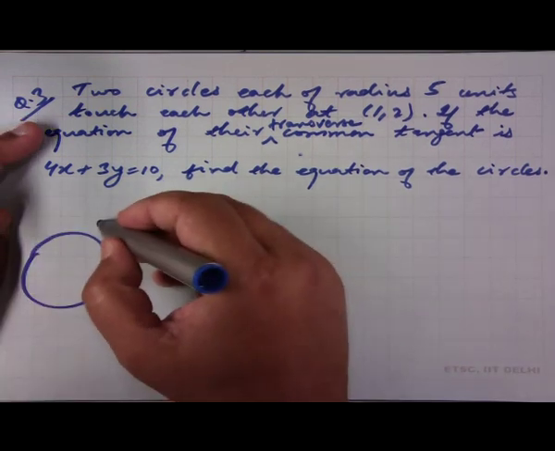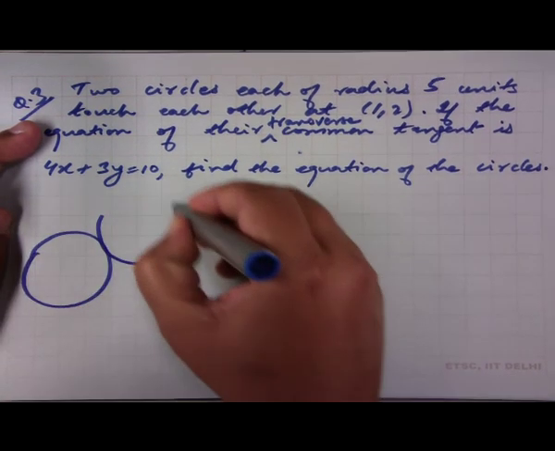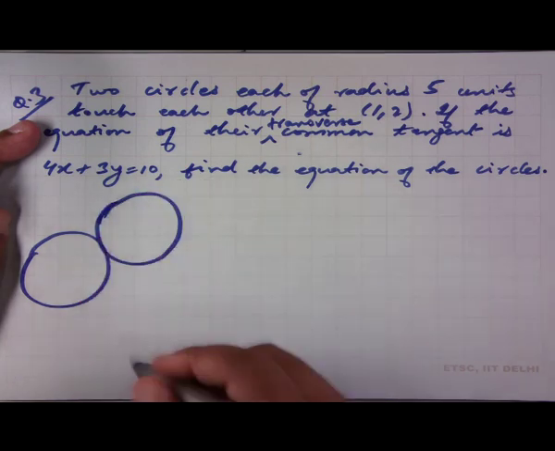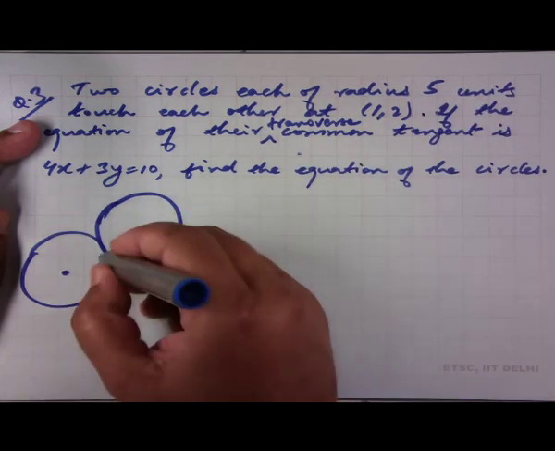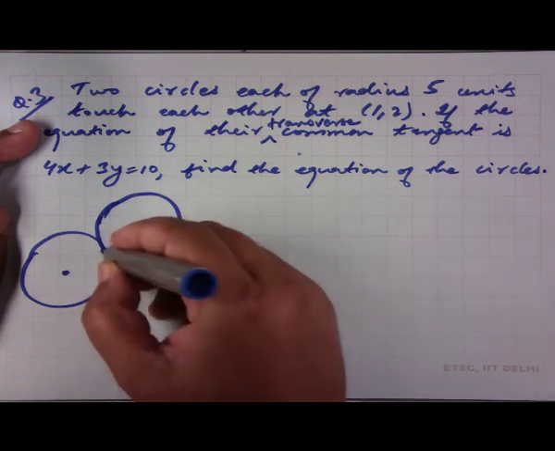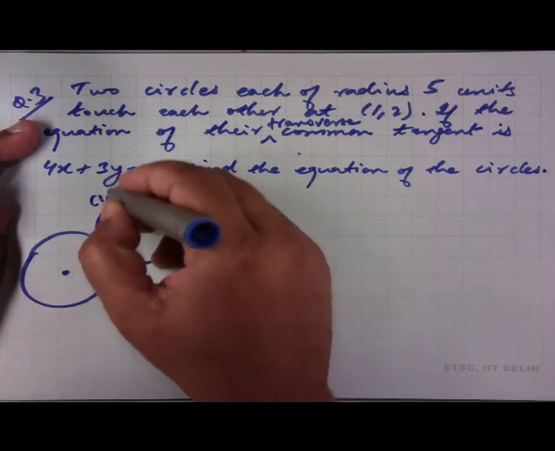We have two circles which have the same radius, which is 5 units, and they touch at this point. The coordinates of this point are 1 comma 2.